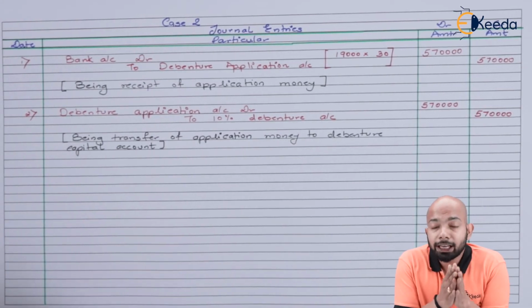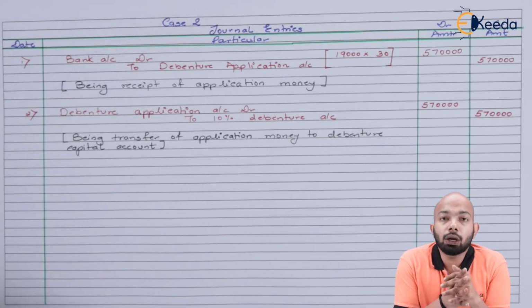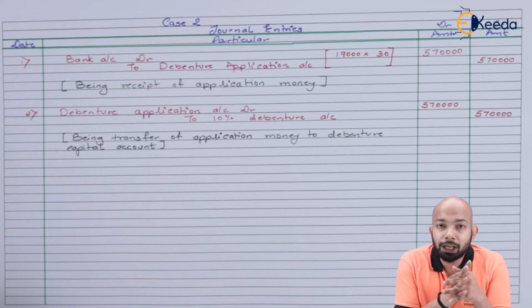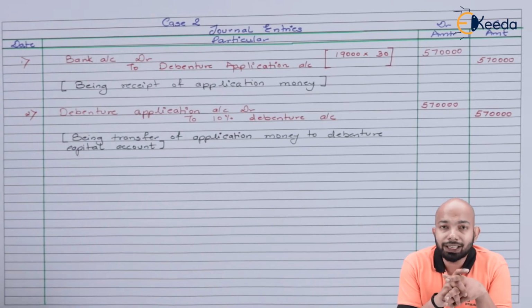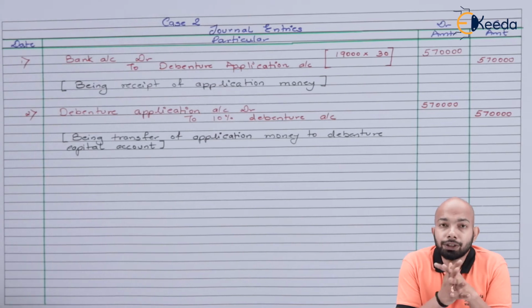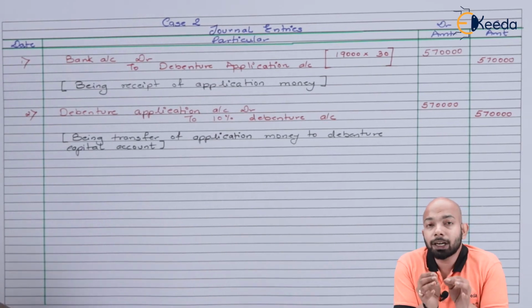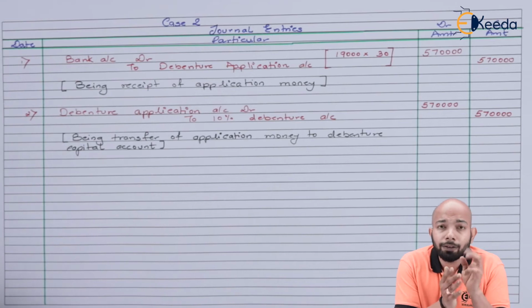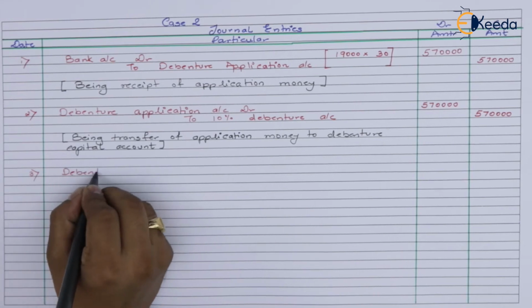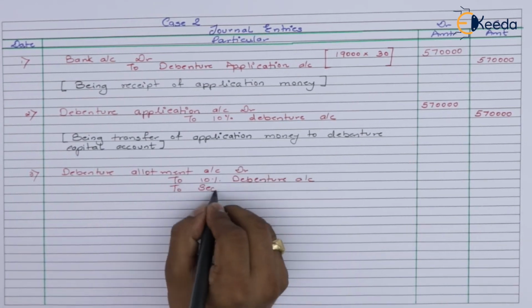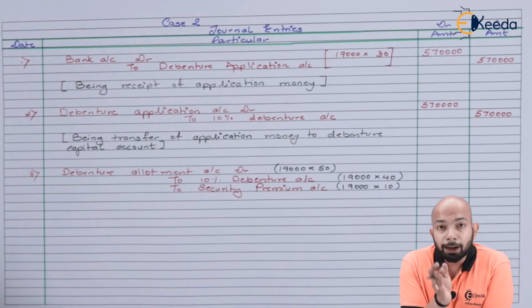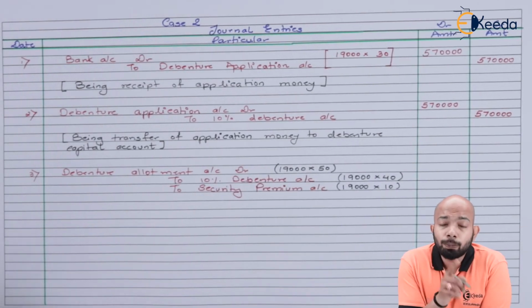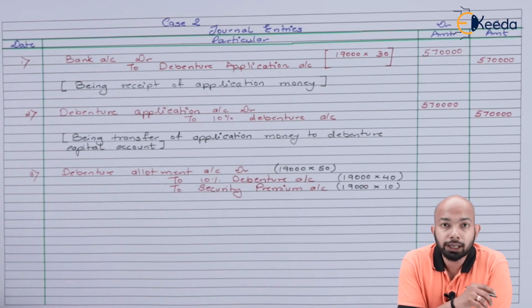Now, after the application money has been transferred here, the next step is to mention the allotment due. As this is a case of premium, we understand that 40 rupees is the capital and 10 rupees is the premium that we're taking, for which the allotment total comes to 50 rupees. So 19,000 multiplied by 50 is the expected amount, which will be bifurcated between premium and capital. So let's mention that here. Now, the bifurcation has been mentioned here. Let's mention the amount, post which we'll go ahead and mention the narration accordingly.